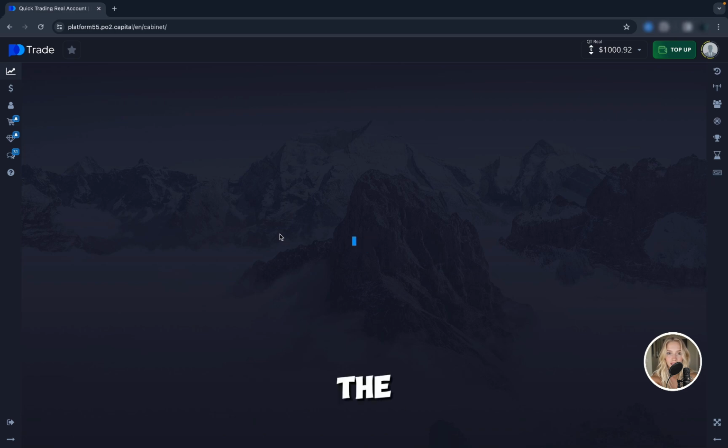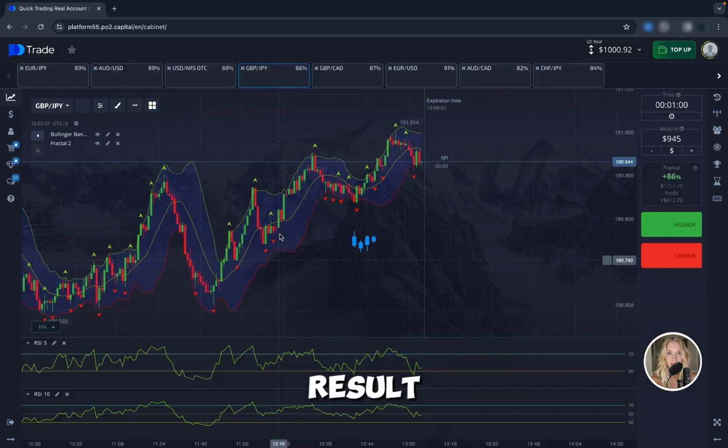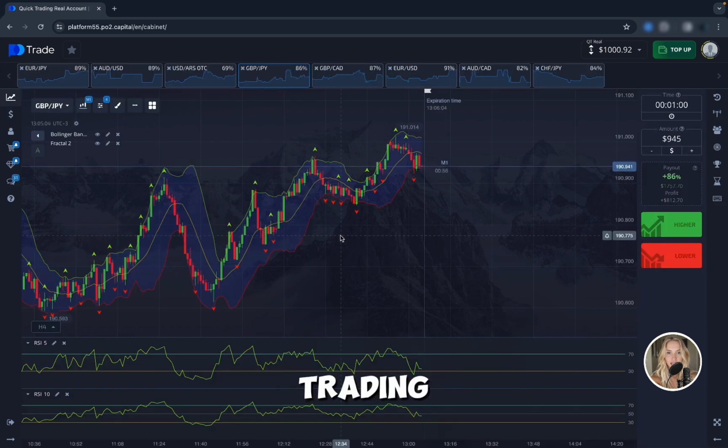I think you understood the principle of opening an increased transaction using these indicators, and in general, I was also pleased with the result. Good luck to everyone in trading, of course.